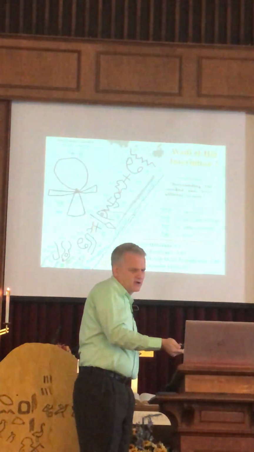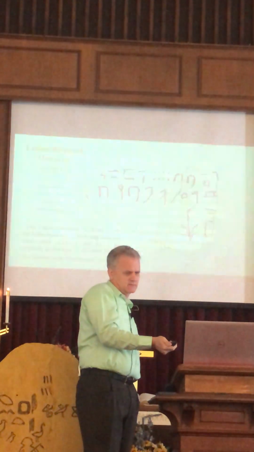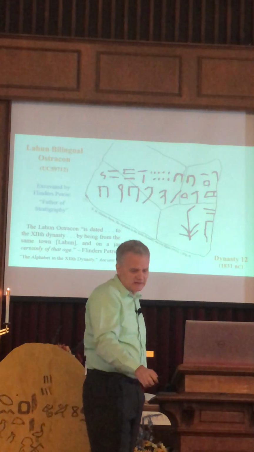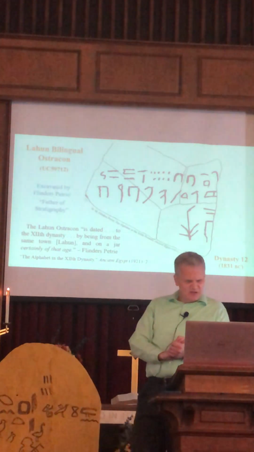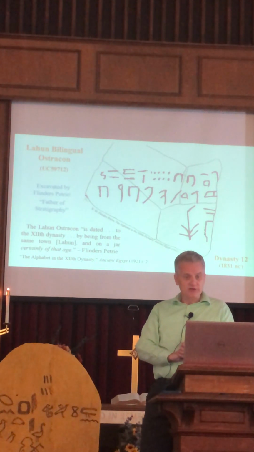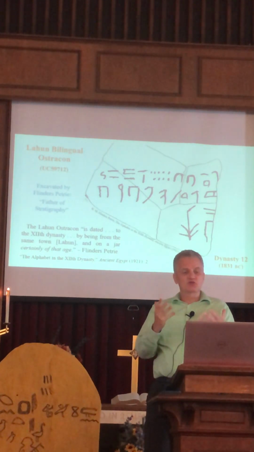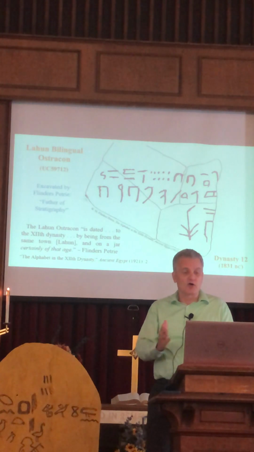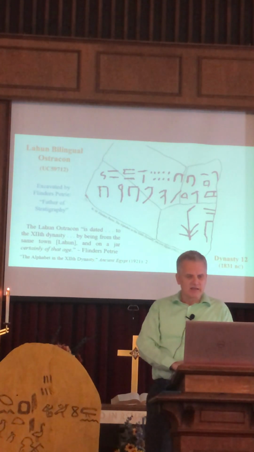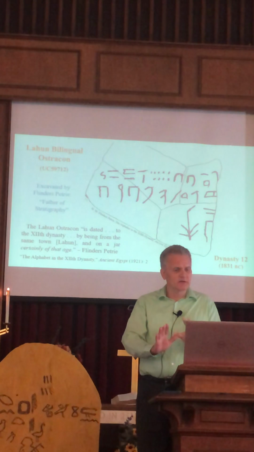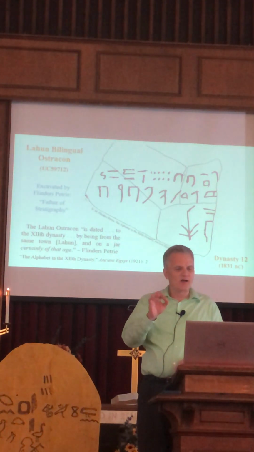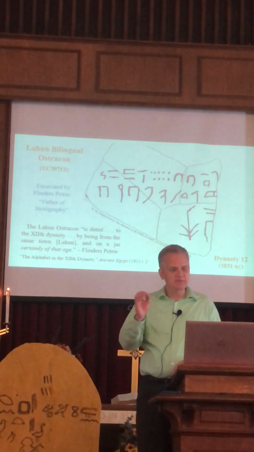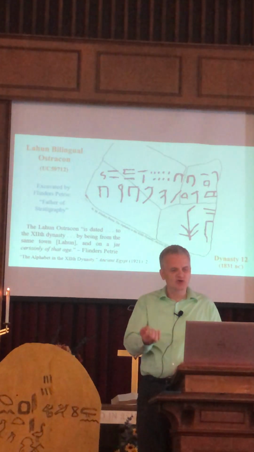All right. One more inscription. So, the Lahun bilingual ostracon. I love this ostracon. In 1921, Petrie published this photograph, this drawing of this inscription that I call the Lahun bilingual ostracon. He said the Lahun ostracon, quote, "is dated to the 12th dynasty by being from the same town, Lahun, and on a jar certainly of that age."